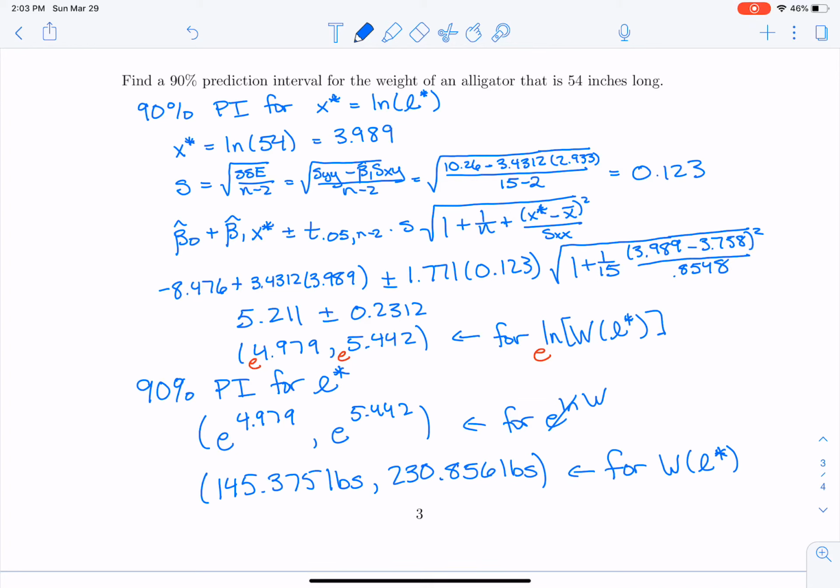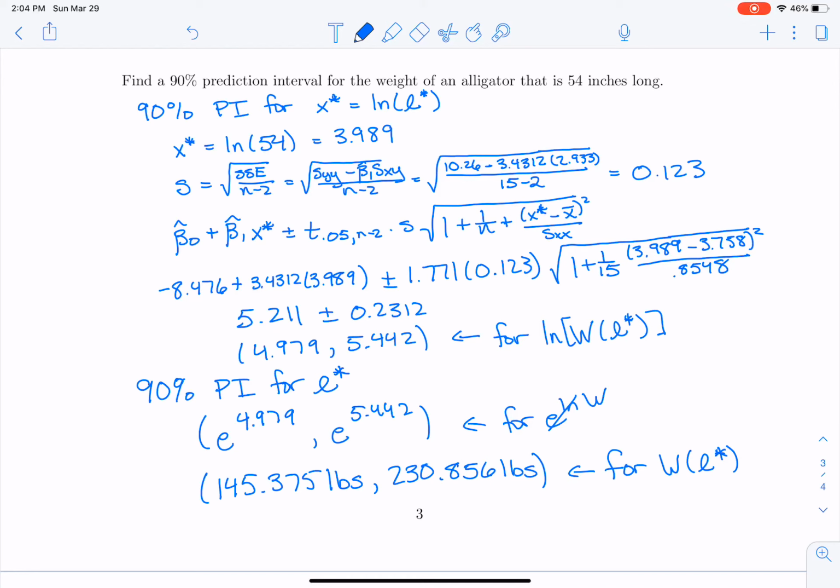And what I want you to notice is it's much wider than the first interval that we got. The first interval that we got was for the natural log, and so it only went from 4.9 to 5.4, right? But now when I look at the exponential, we're going from 145 pounds to over 230 pounds. And so this method is just not going to be as accurate when we're dealing with nonlinear regression as it was when we were dealing with linear regression. Our confidence intervals and our prediction intervals are going to be much wider.